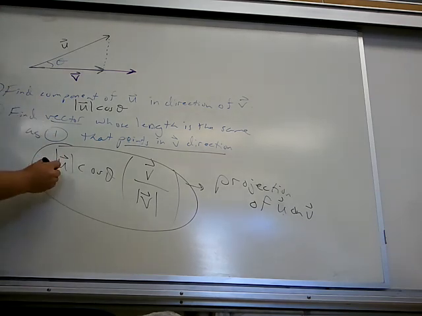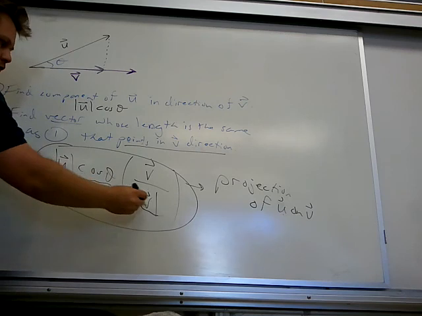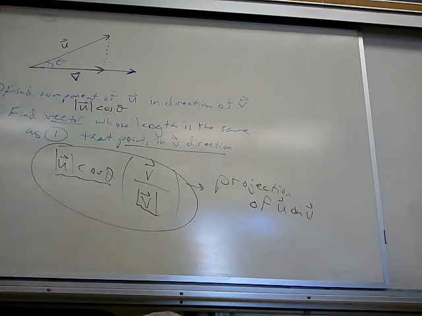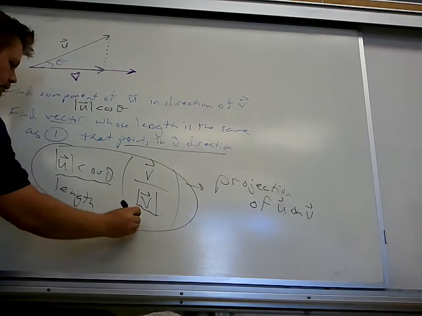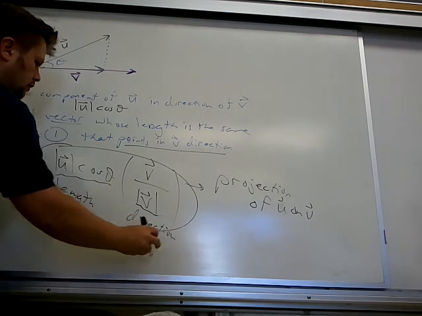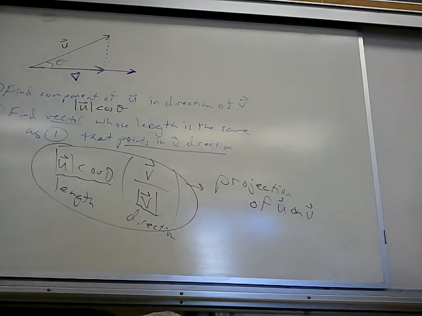This piece is old news. This piece is old news. You put them together and you get something new. Math is famous for this. This is the length. This, like I told you very often, is the direction. The unit vector there just provides direction.